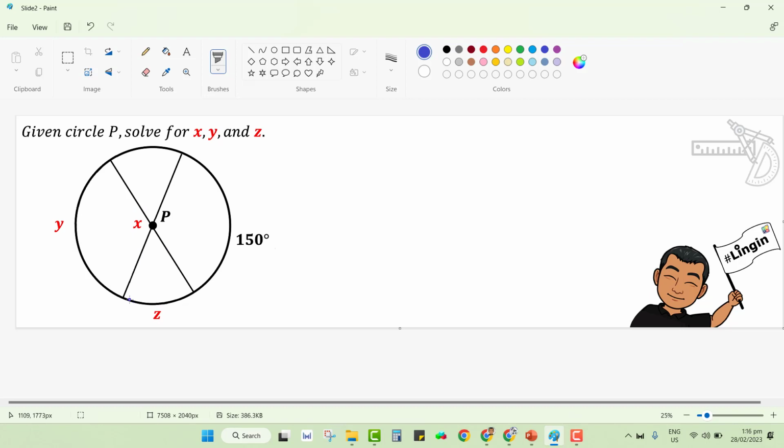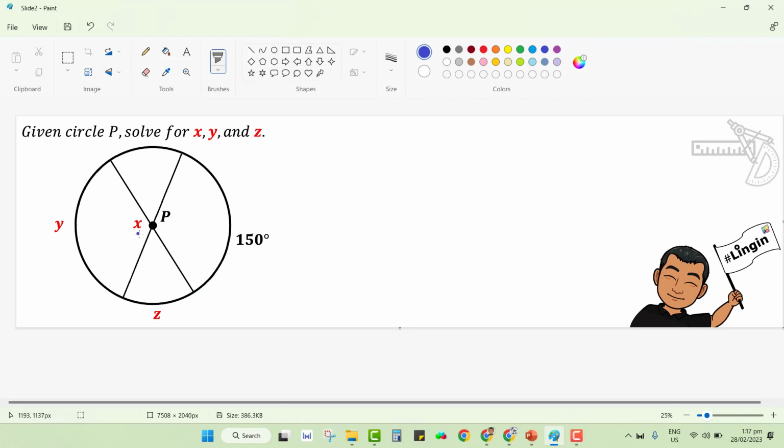And z is this arc on this side, which is a minor arc formed by the endpoints of these two diameters here. So let's start with solving the value of x. There's only one given here, which is 150 degrees, being this intercepted arc.